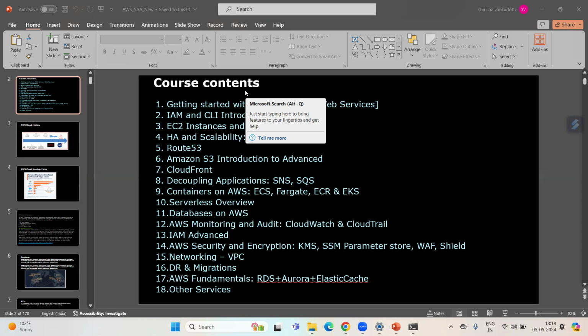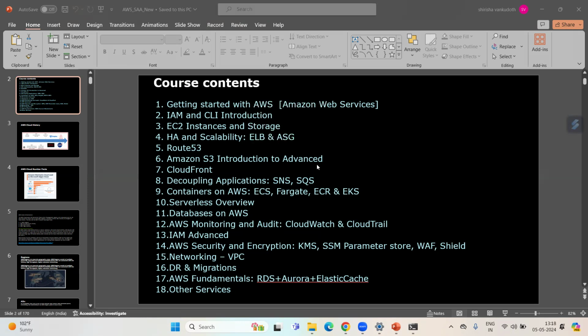So what I'm saying is, we will be covering two certifications. The Practitioner certificate is more about what each service does. We will be covering the next level as well, that is the Associate level.